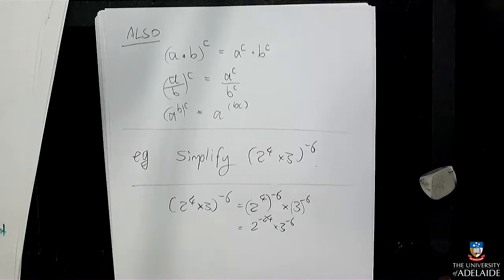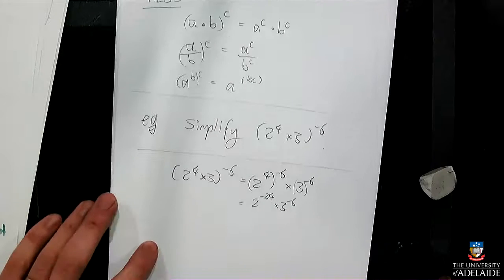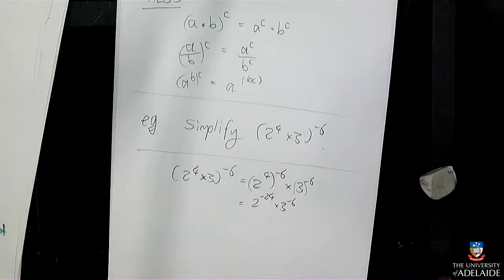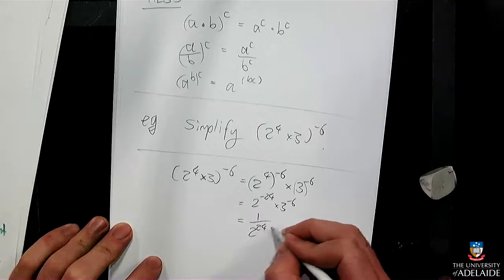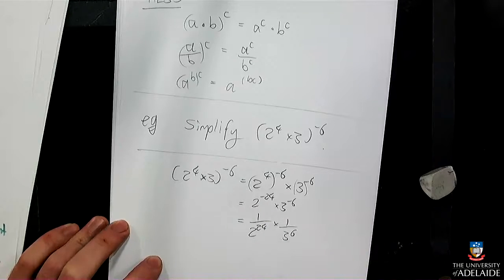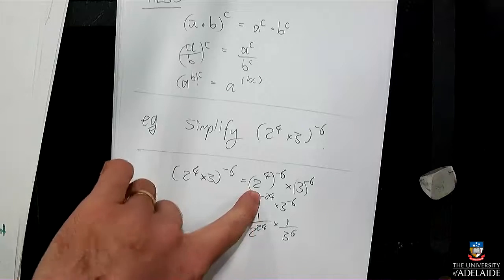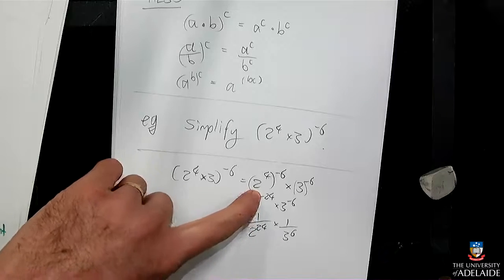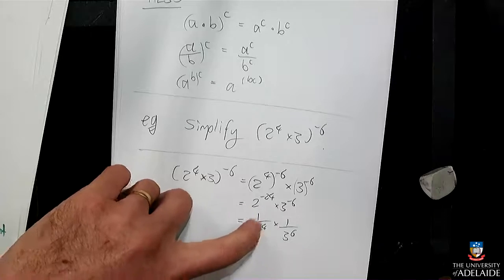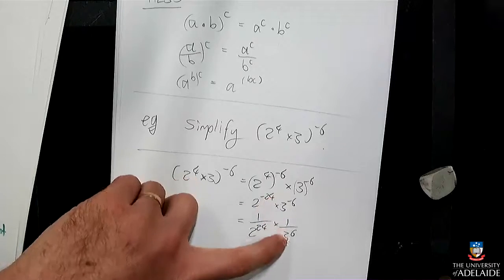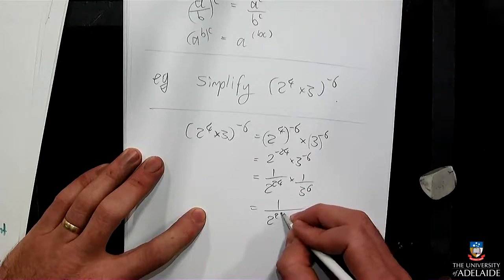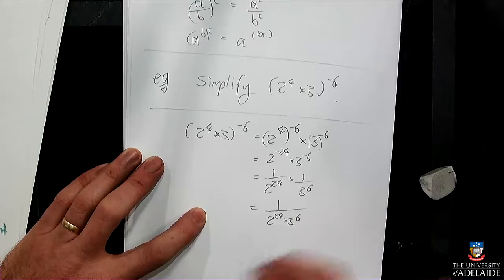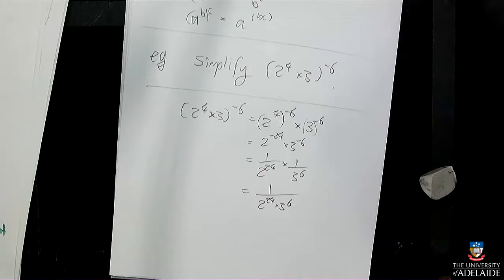Yay! Not particularly edifying, but there you go. That's a wickedly small number. There is another trick that it's worth pointing out, that a negative power is the same as 1 over. Because it's 0 minus 24, right? So it would be 2 to the 0, which is 1 over 2 to the 24, and 3 to the 0, which is 1 over 3 to the 6. Which is a horrifyingly huge number. So this number is very, very small.